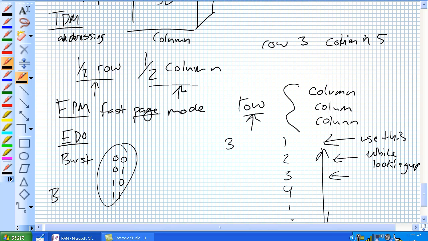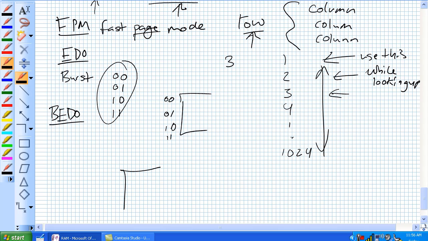Burst is very similar to EDO. BEDO, burst extended data out, is taking 4 proximate rows, 0,0, 0,1, 1,0, 1,1, and all the columns in those rows. Just a faster means of writing and reading data. If you're already there, might as well write and read to that location. And because it's EDO, you can look up something or use that data while you're looking up the next one. Just something making it faster. I think that is it for RAM.